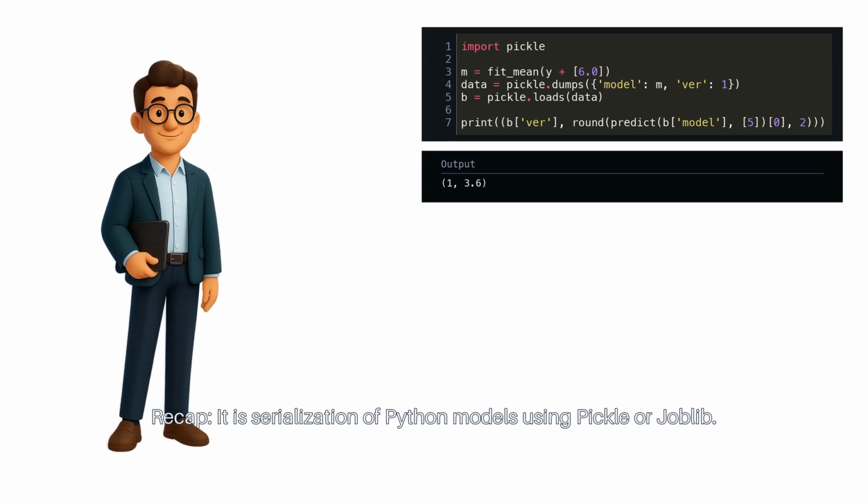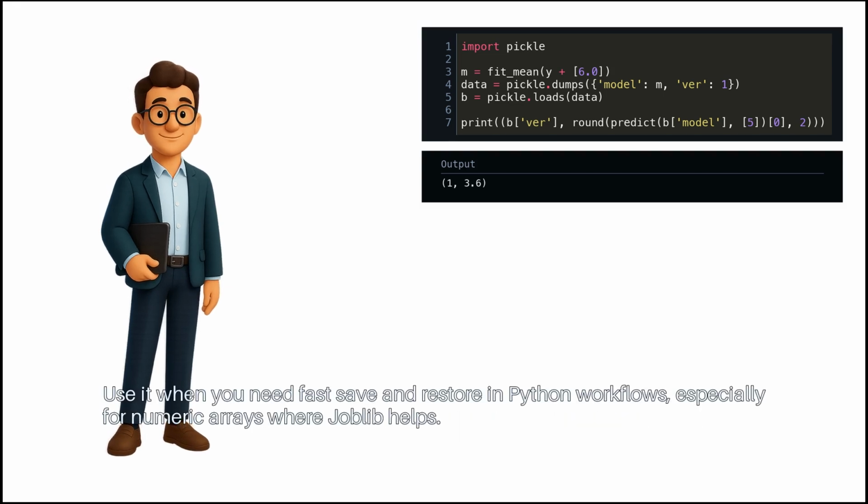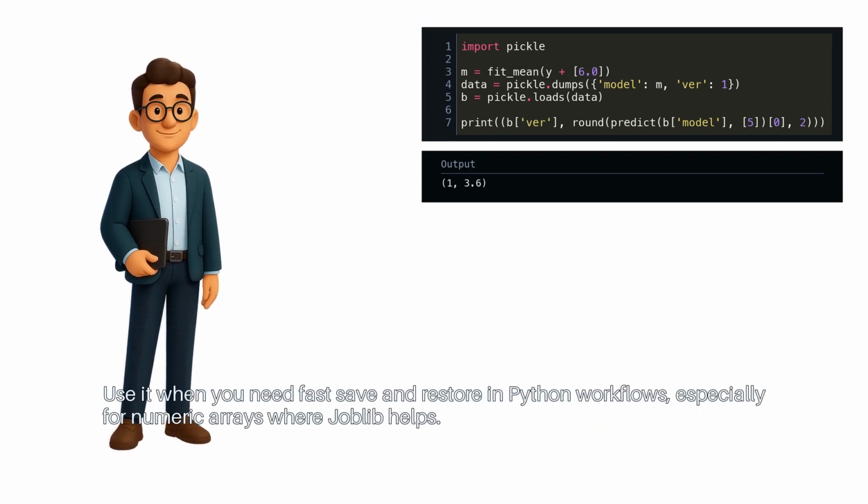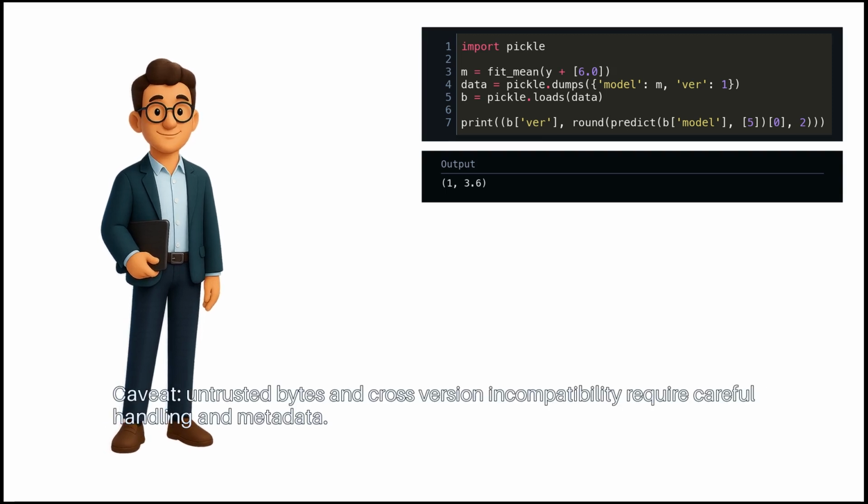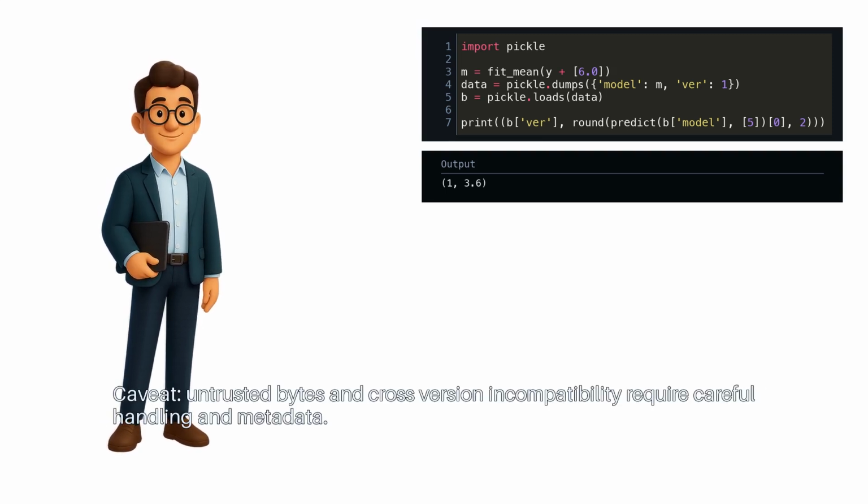Recap: it is serialization of Python models using Pickle or Joblib. Use it when you need fast save and restore in Python workflows, especially for numeric arrays where Joblib helps. Caveat: untrusted bytes and cross-version incompatibility require careful handling and metadata.